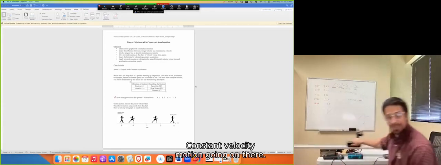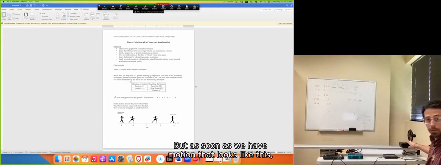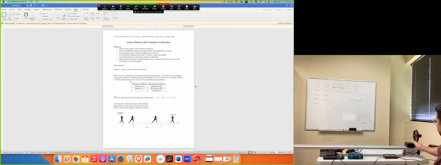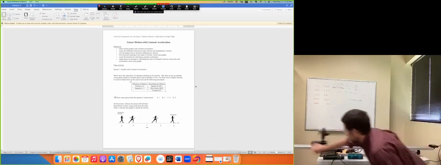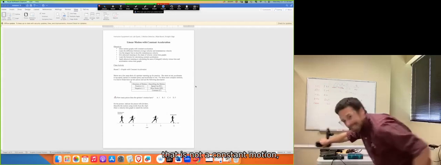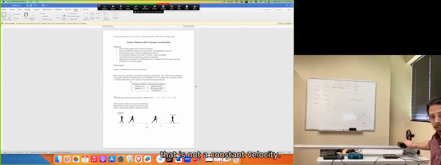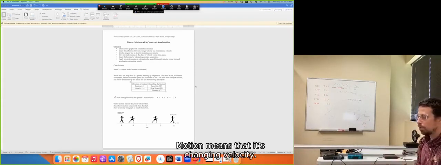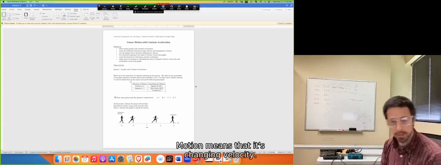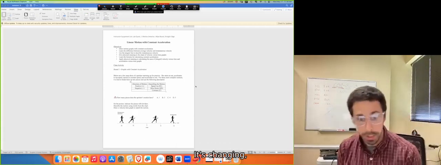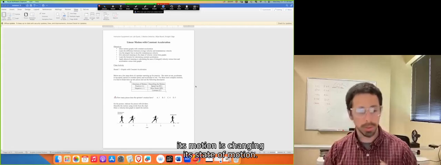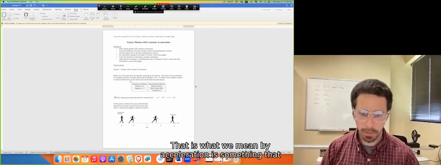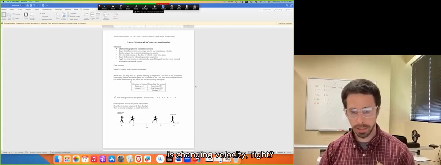constant velocity motion is going on there, but as soon as we have motion that looks like this, that is not a constant motion. That is not a constant velocity. We have something that starts at rest and speeds up, right? That speeding up motion means that it's changing velocity. It's changing its state of motion. That is what we mean by acceleration, something that is changing velocity, right?